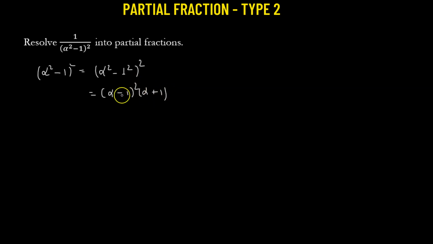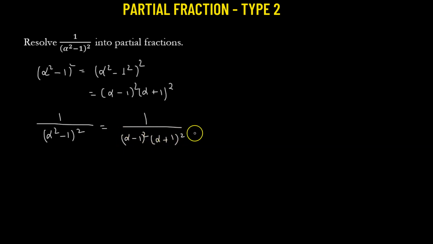and we also have to square it, so we have (alpha minus 1) whole squared times (alpha plus 1) whole squared, meaning our rational fraction 1 over (alpha squared minus 1) whole squared can also be expressed as 1 over (alpha minus 1) whole squared times (alpha plus 1) whole squared. Since our goal is to split this given rational fraction into partial fractions, we're going to assume that we have 1 over (alpha minus 1) whole squared multiplied by (alpha plus 1) whole squared.